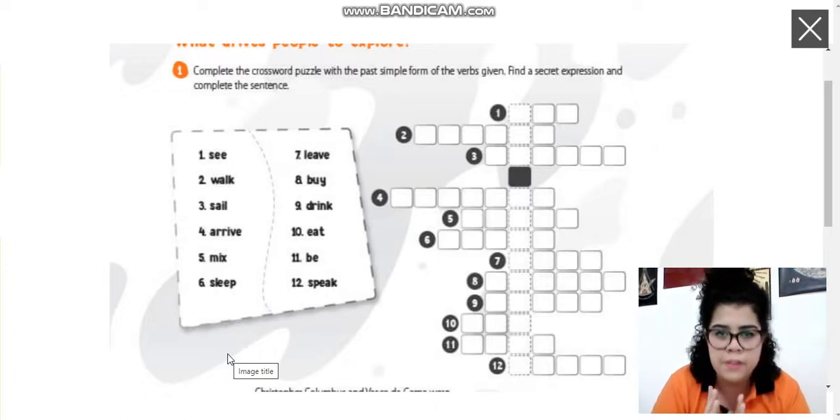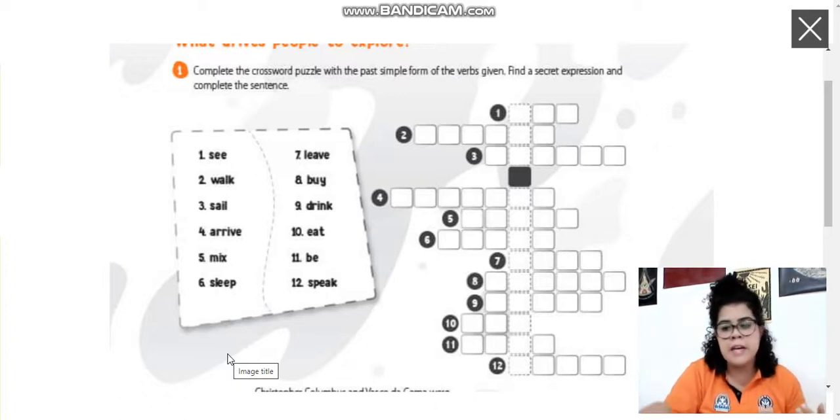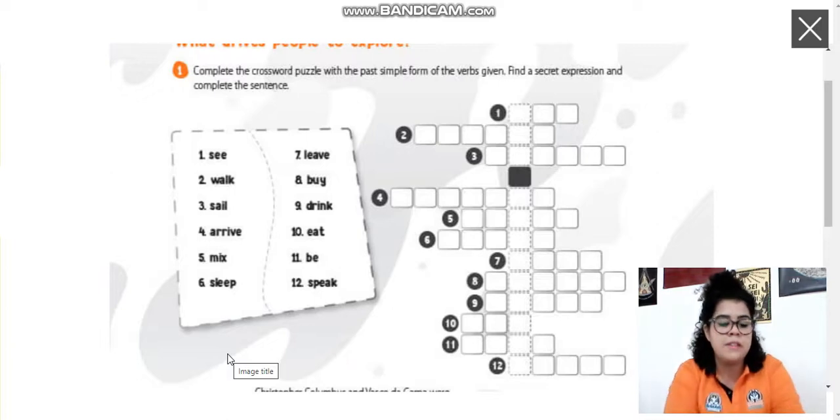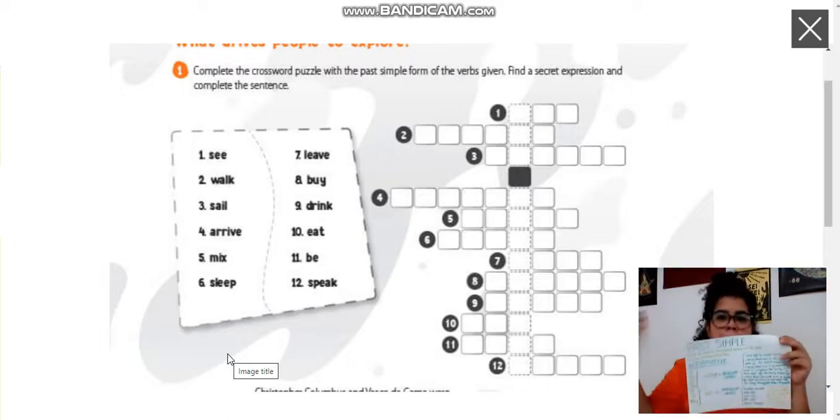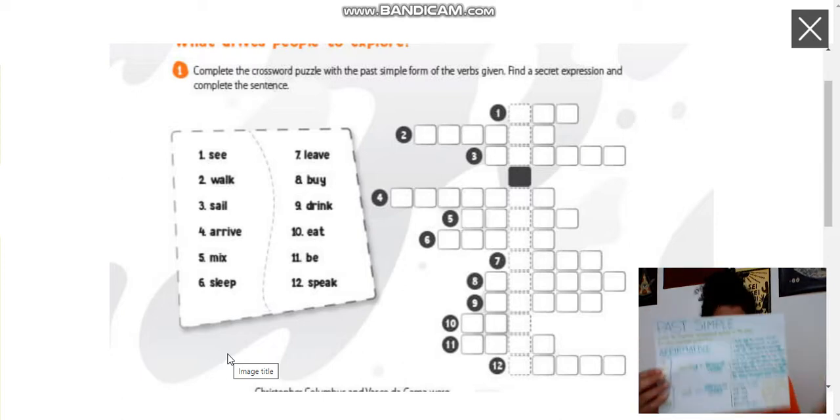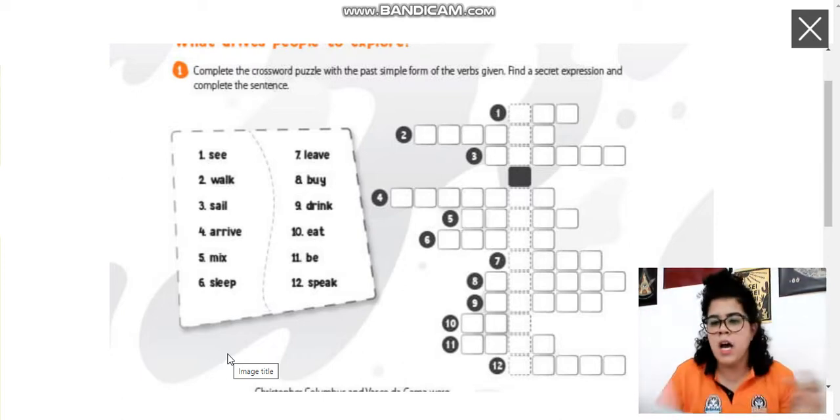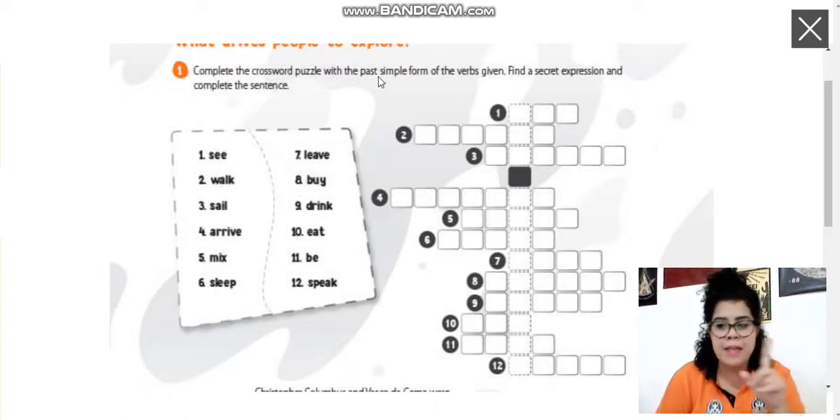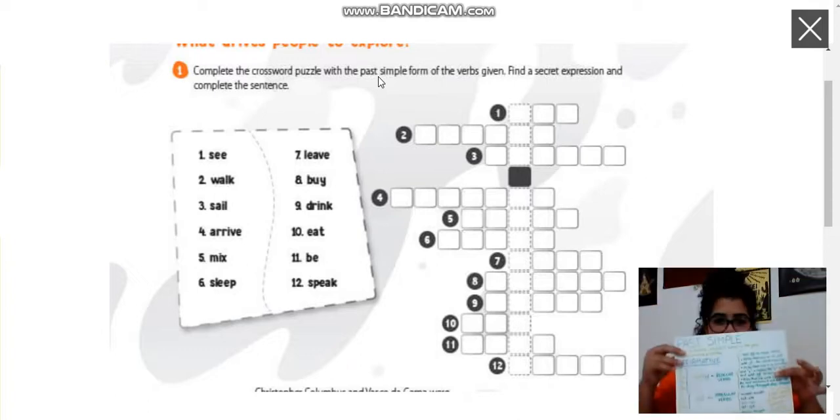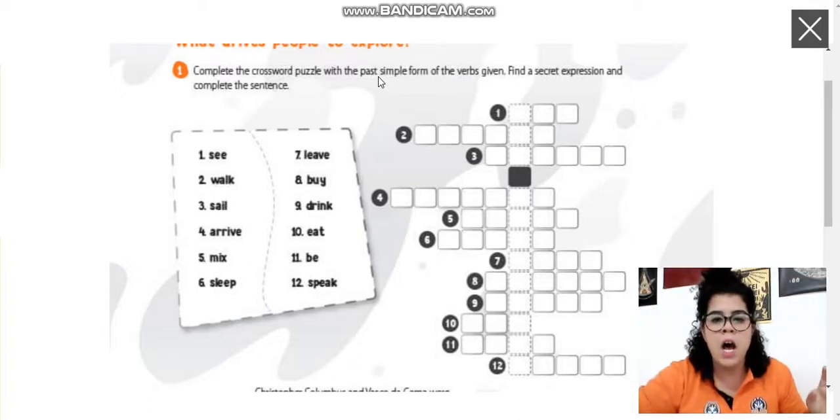Page 65 and 66, we are going to apply the knowledge that we studied last week, right? Remember, past simple, present simple, past continuous. So here we have a list with 12 different verbs, and you have to put them in the simple past form. Find the secret expression and complete the sentence.